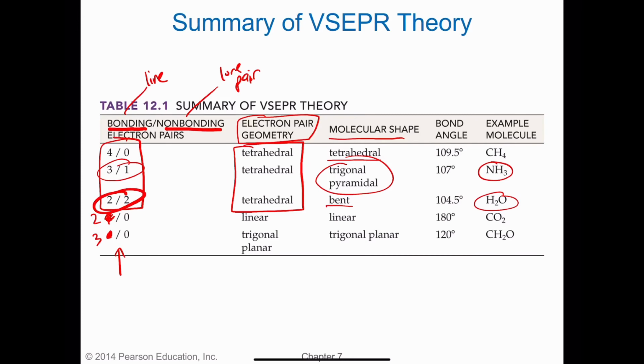So you'll want to try and memorize these. I suggest flashcards. So electron pair geometry, molecular geometry, bond angle, and then drawing some examples. So draw the Lewis structures for these examples. And then you can Google VSEPR theory, and you can see more colorful pictures.